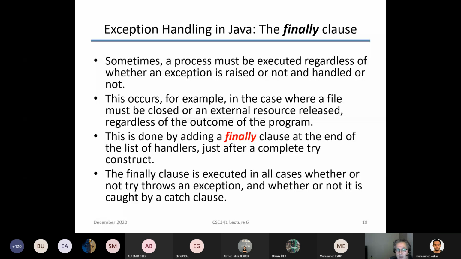So Java has the finally clause, and this occurs when, for example, a file must be closed or an external resource is released, regardless of the outcome of that try block, be it that it happens without an exception or with an exception. So the finally clause at the end of the list of handlers is the structure to do this, just after the complete try construct. The finally clause is executed in all cases, whether or not try throws any exception, or whether or not it is caught by a catch clause.